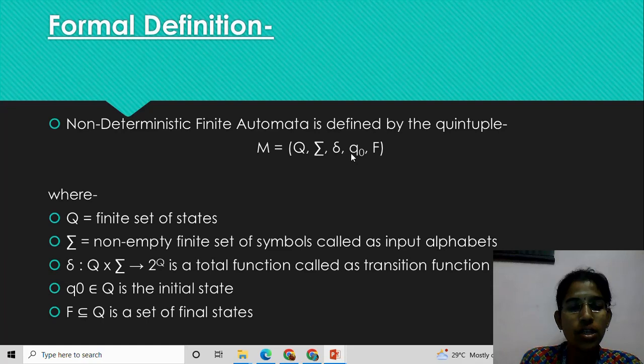The fourth symbol, Q naught, always points to the starting state, the initial state. Likewise, the fifth element F is always a set of final states, the ending states. So Q naught is my starting state and F is the ending state. Okay, this is the formal definition for NFA. Non-deterministic finite automata has 5 tuples: the finite set of states Q, the set of input symbols sigma, the transition function, the starting state, and the final state F.